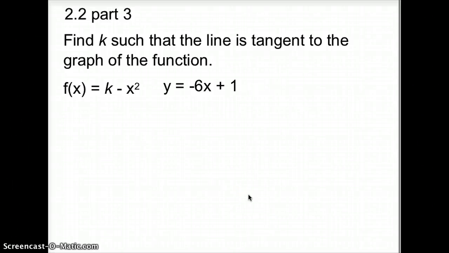So, part 3 of section 2.2, find k such that the line is tangent to the graph of the function. So we have a function here, k minus x squared, and we don't know k, we're trying to find that. We know that y equals negative 6x plus 1 is tangent to our graph. So what does that mean if it's tangent to the graph? Then at a certain point, those two should have the same slope. We know the slope of this is negative 6.